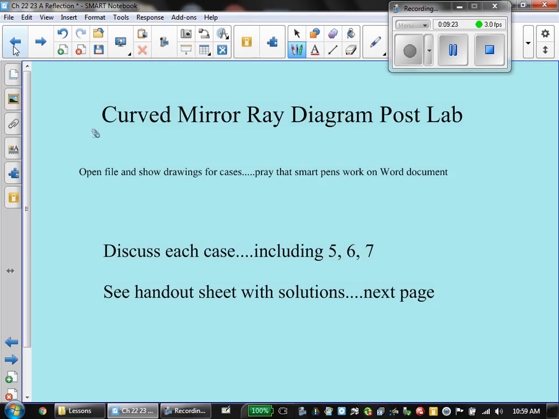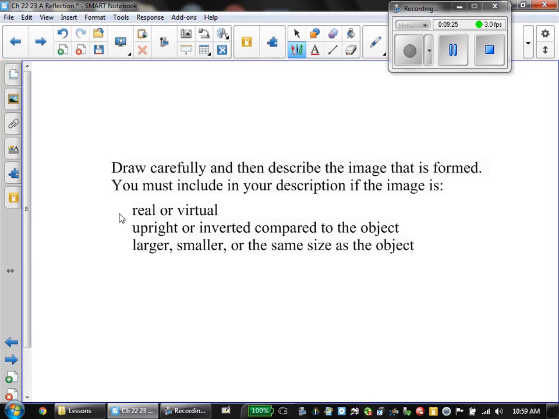When you're doing the lab, try to pay attention. Are the images real or virtual? Are they upright, inverted? Are they larger, smaller, or the same size? So there's a space on that lab on the far right to fill that in, and we will talk about that.